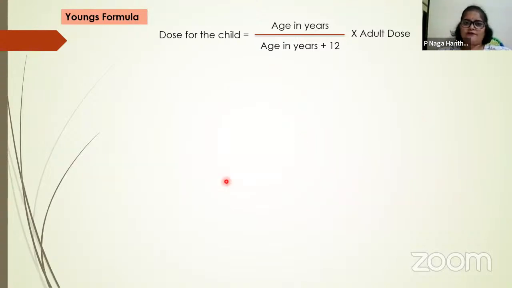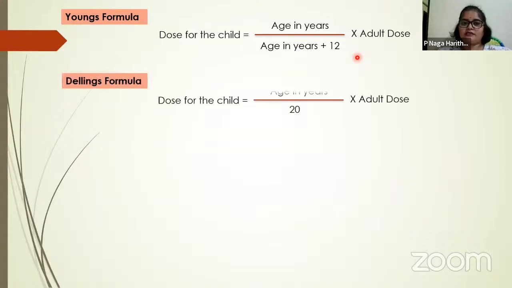So the dose for the child is equal to age in years, the patient's age, divided by age in years plus 12, multiplied by the adult dose. Why the adult dose here? Because this is the dose which would be given in the official pharmacopoeias. So Young's formula will be used for patients below 12 years of age. Remember, this is very important when you calculate doses, especially during your exams. You should not get confused there.